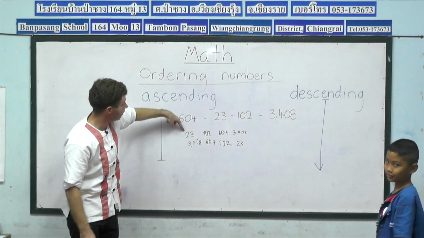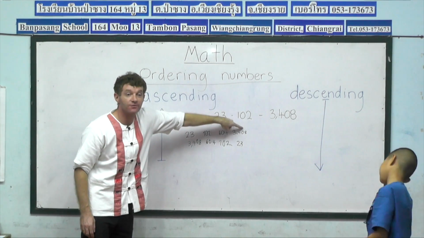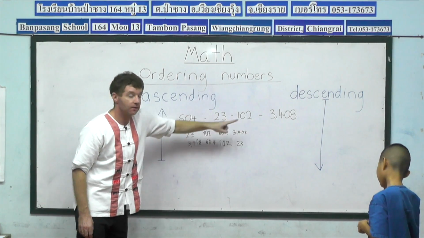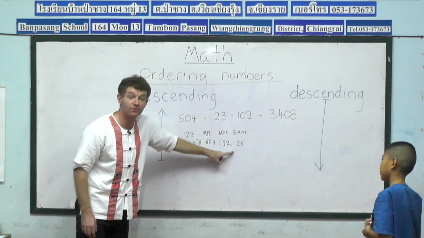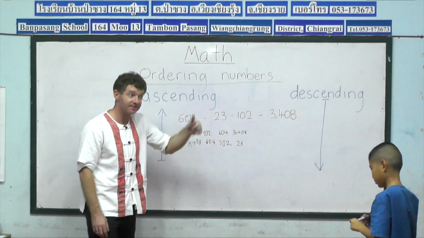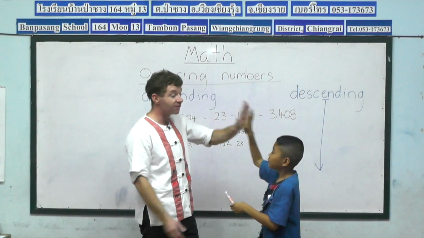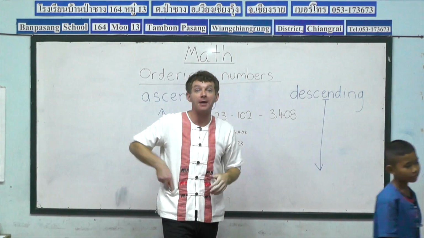You see how both sets of numbers are the same, but they're going in opposite directions. This is what we call ascending order, and this is what we call descending order. Bangpon, that was excellent. Very well done. High five and a big round of applause for Bangpon, guys.